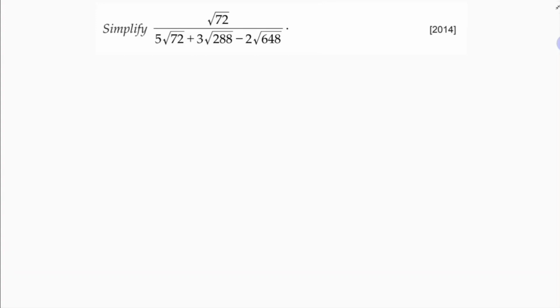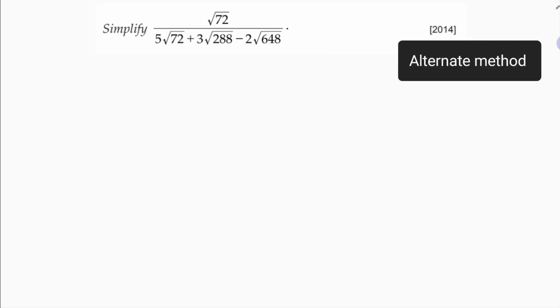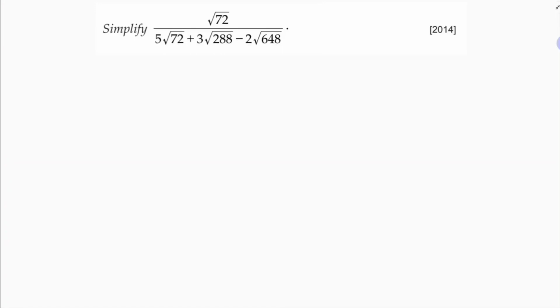Class 9th, number system, real numbers. This question was asked in the CBSE board, like 2014. Simplify root 72 by 5 root 72 plus 3 root 288 minus 2 under root 648. So here find the prime factors of all these numbers. But see here, 72 is common. If you apply a little bit of logic, we may get root 72 here and here also. So while doing prime factors, just look for it.